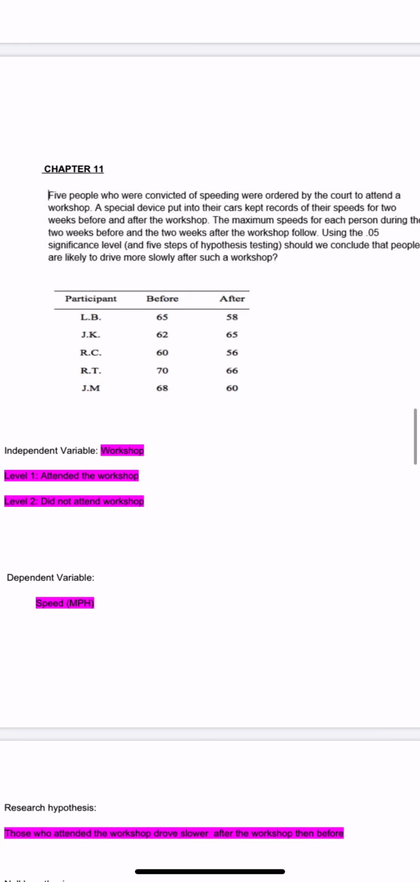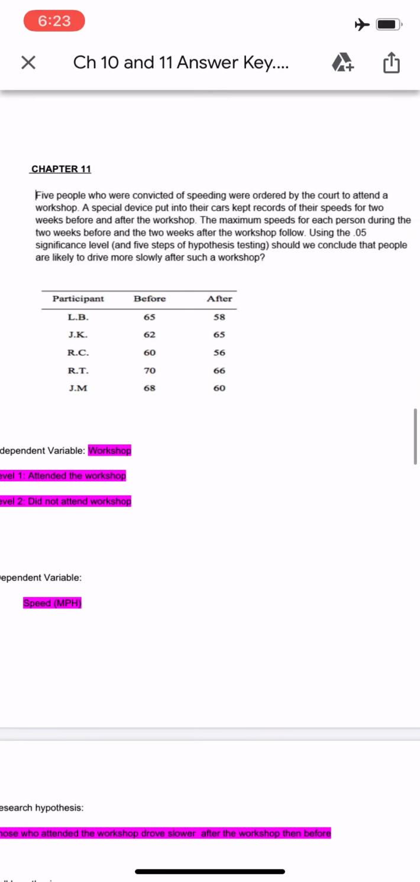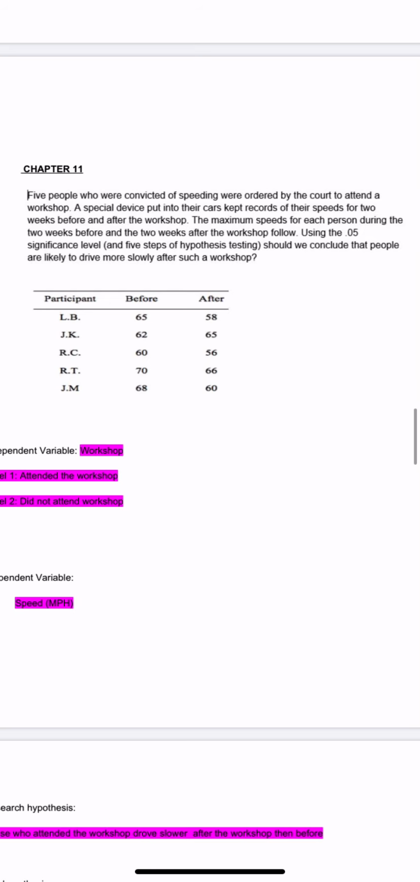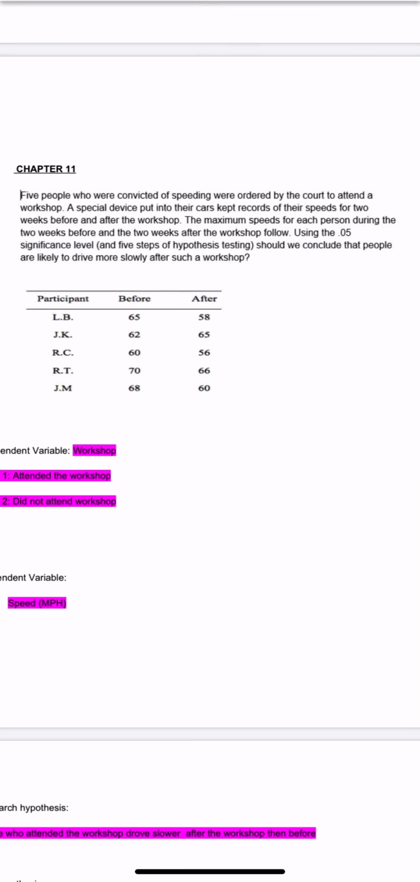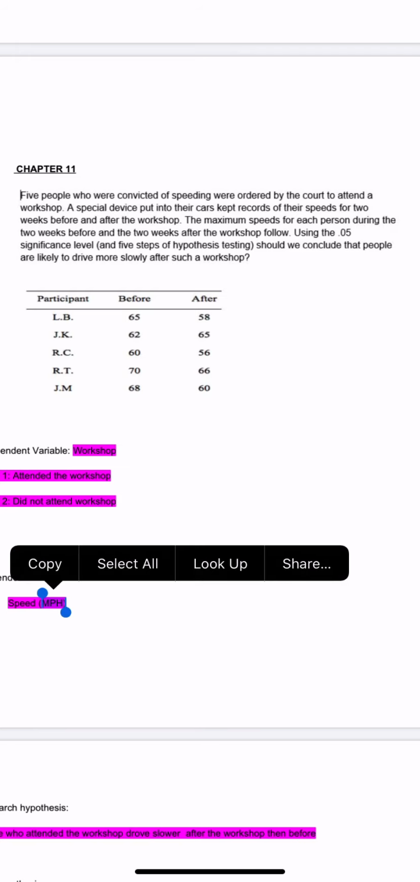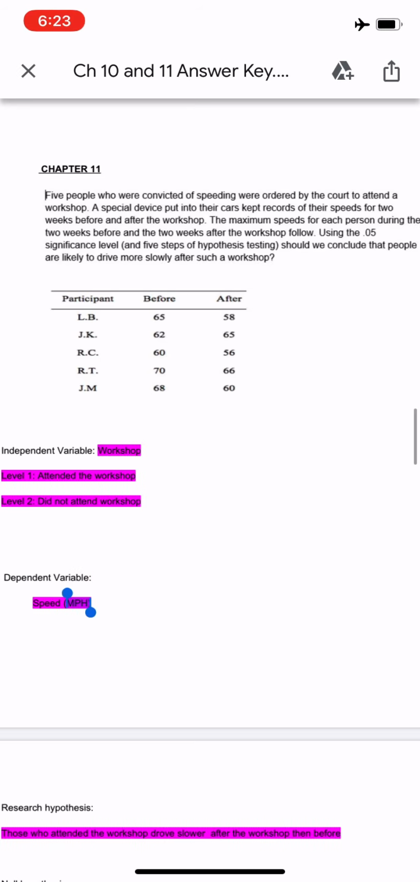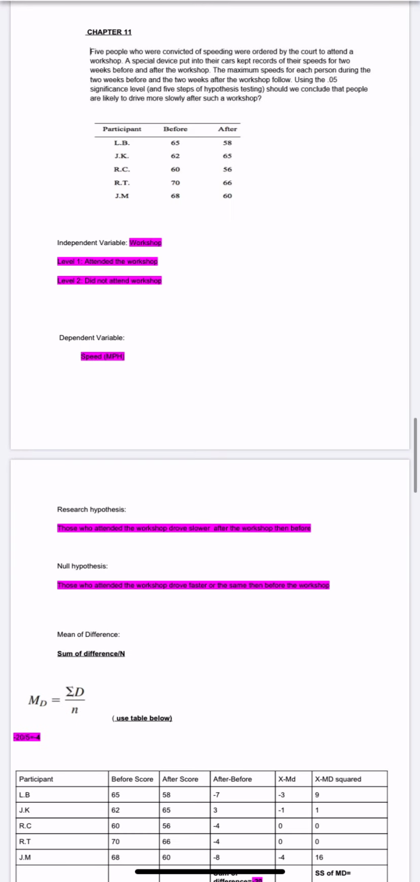5 people who were convicted of speeding were ordered by the court to attend a workshop. A special device put into their cars kept records of their speeds for 2 weeks before and after the workshop. The maximum speeds for each person during the 2 weeks before and 2 weeks after the workshop are as follows. Using the 0.05 significance level and 5 steps of hypothesis testing, which is what we're doing, should we conclude that people are likely to drive more slowly after such a workshop?